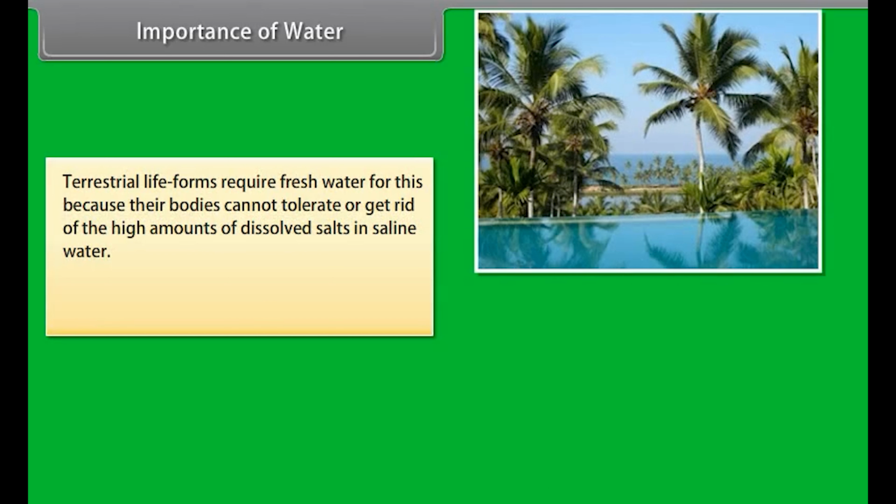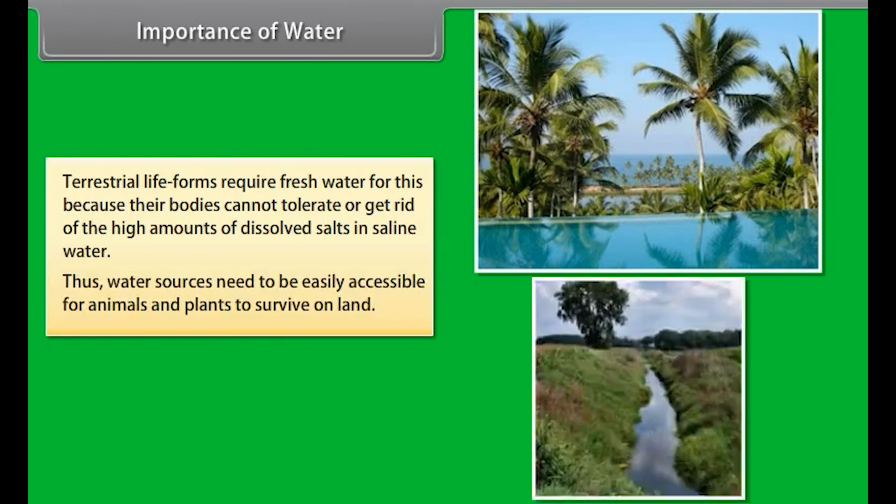Terrestrial life forms require fresh water for this because their bodies cannot tolerate or get rid of high amounts of dissolved salts in saline water. Thus, water sources need to be easily accessible for animals and plants to survive on land.